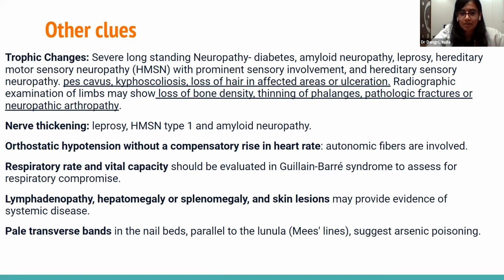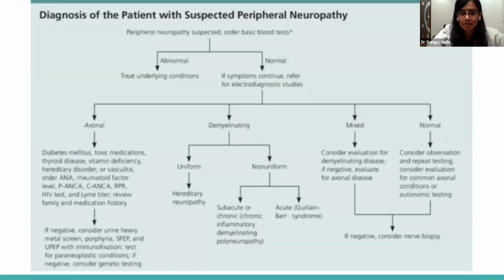If the patient comes and he has orthostatic hypotension, then it points towards autonomic fiber involvement seen in GBS. For GBS, you also have to monitor the patient's respiratory rate and vital capacity because GBS leads to compromise of the respiratory system. If the patient comes with lymphadenopathy, hepatomegaly, splenomegaly, or skin lesions, then think of systemic disorders. And if there are certain nail changes, then you have to think towards heavy metal poisoning, arsenic most probably.